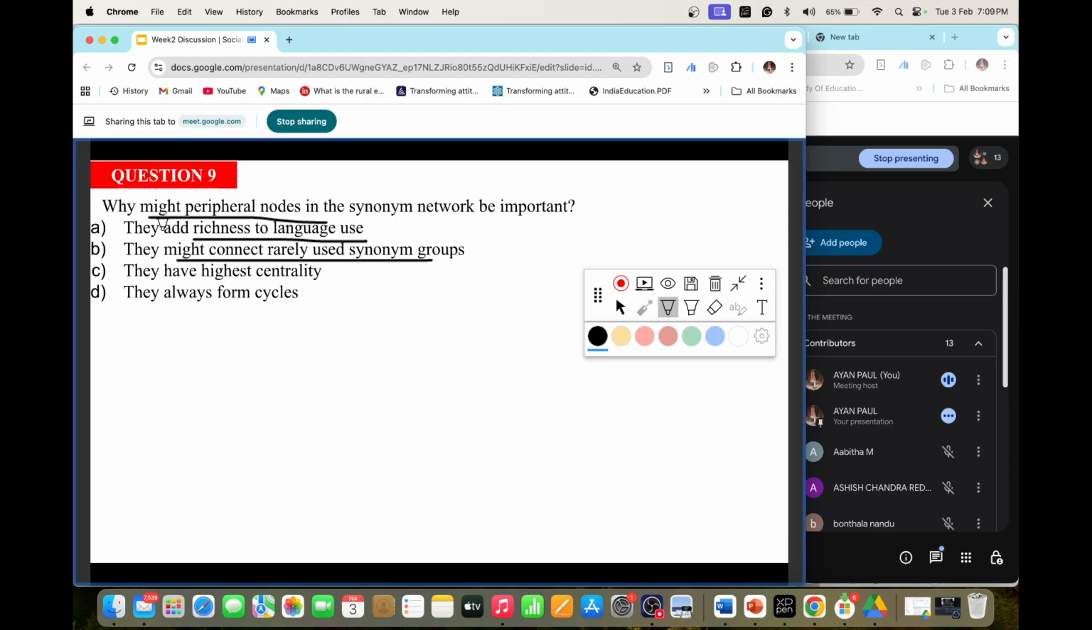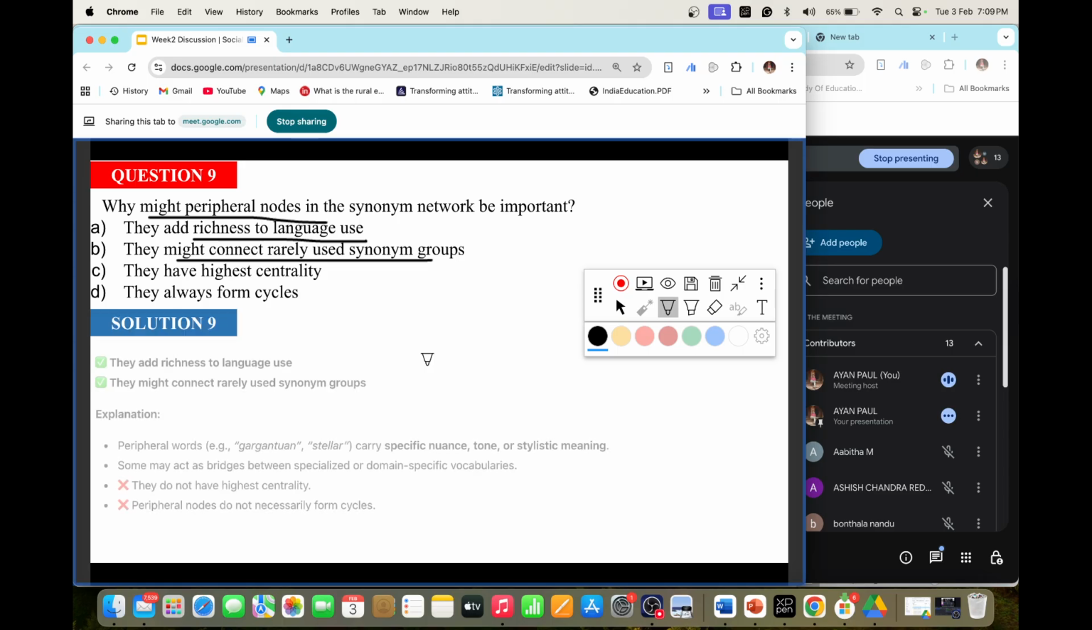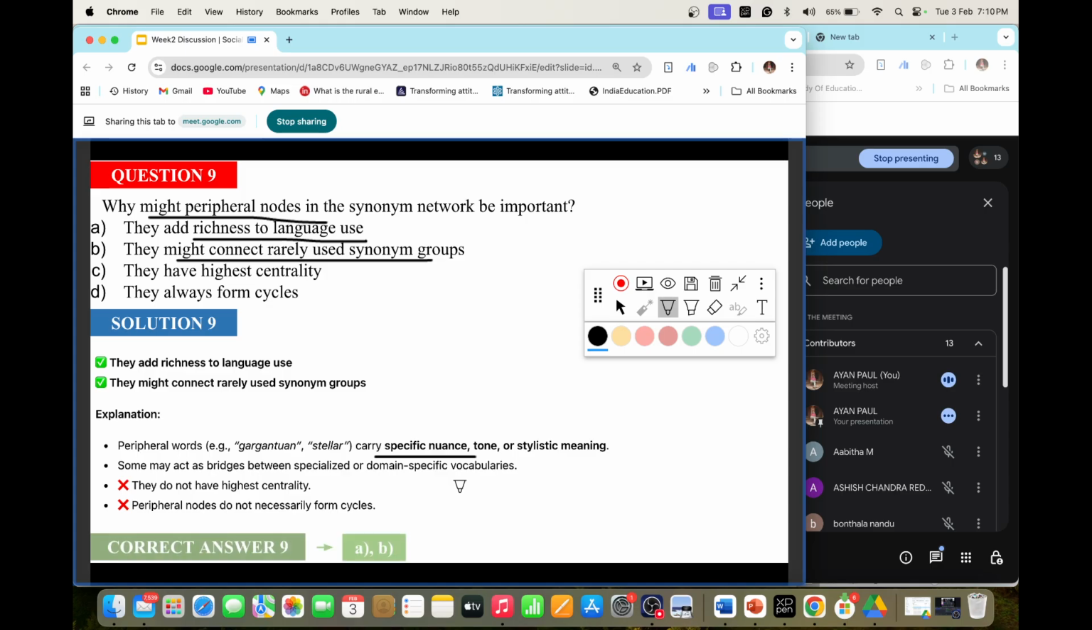Okay, so option A as well as option B is the correct answer for this. They add richness to the language use, they might connect rarely used synonym groups. So peripheral words carry specific nuance, tone or stylistic meaning. Some may act as a bridge between specialized or domain specific vocabularies. So they do not have high centrality. Definitely peripheral nodes do not necessarily form cycles. So these two are false. So option A as well as option B is the correct answer.